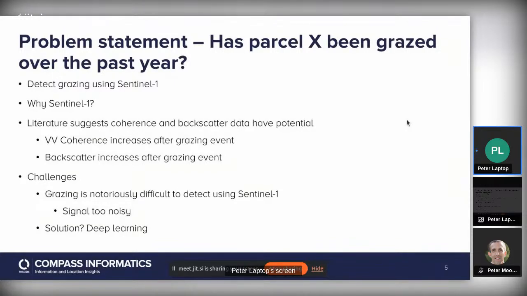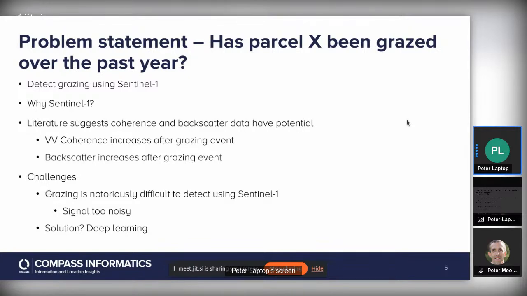After doing a literature study, it did appear like grazing detection is possible using Sentinel-1 because you've got coherence, which is meant to increase after a grazing event, and backscatter, which is meant to increase after a grazing event. This is all due to the grass height, as both of these signals increase as the grass height decreases. And so that's how you would detect grazing.